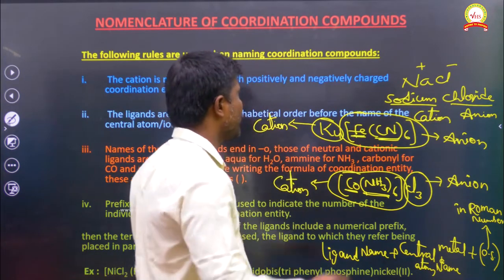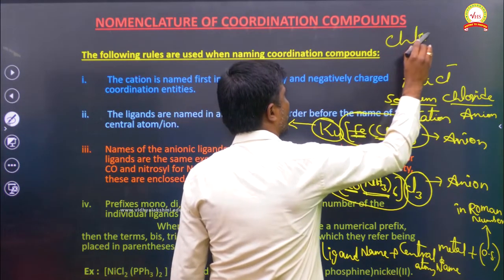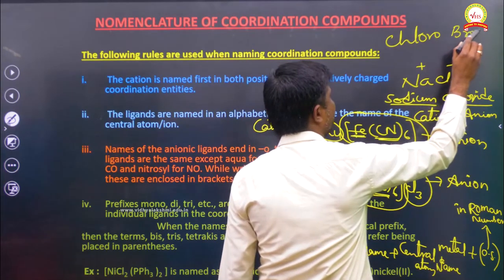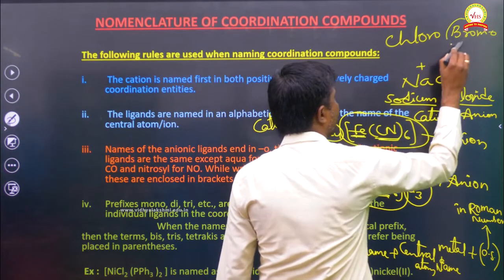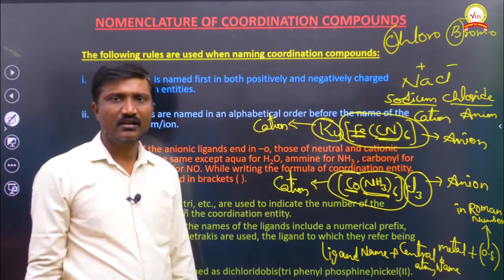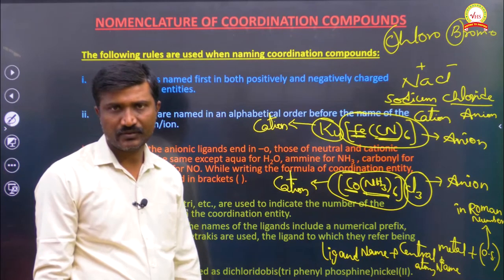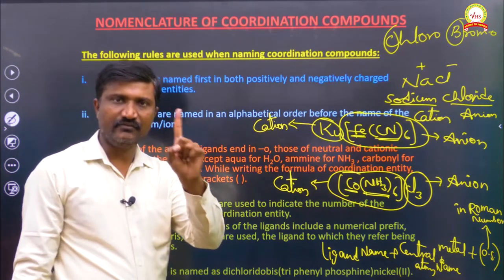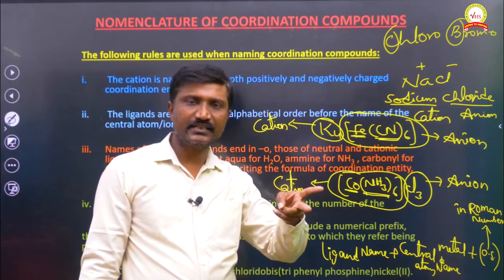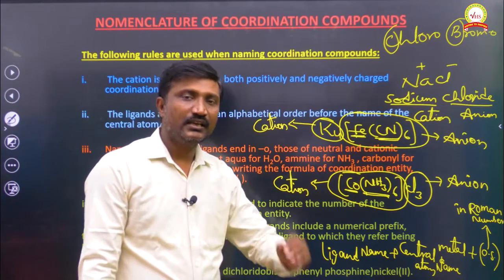For example, if one ligand present is chloro and another ligand present is bromo, then in alphabetical order B comes first, after that C. So first we have to write the bromo ligand name, after that chloro. This is the one rule we have to follow to write down the ligand name. If different ligands are there, then we have to write according to alphabetical order.